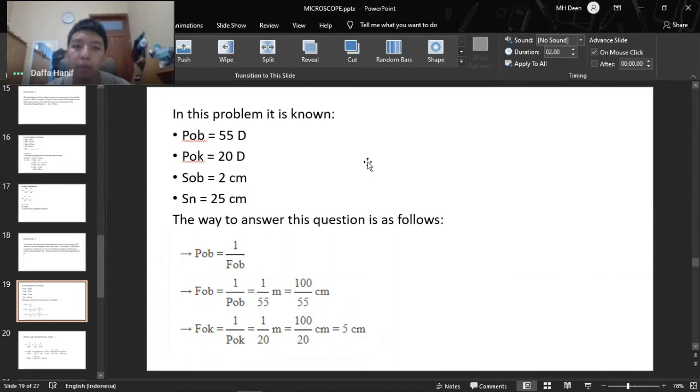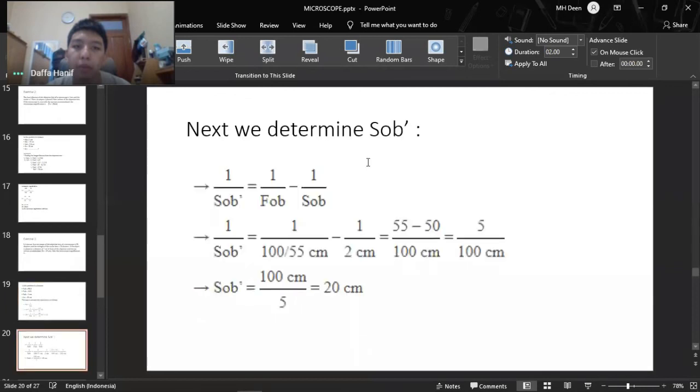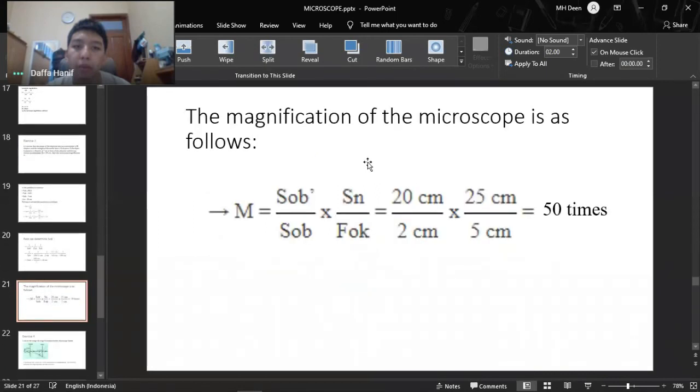The way to answer this question is as follows. In this calculation, we have found F_OK is 5 cm. And then next, we determine S_OB'. We found with calculation that S_OB' is 20 centimeters. The magnification of the microscope is as follows, and we have found the magnification is 50 times.